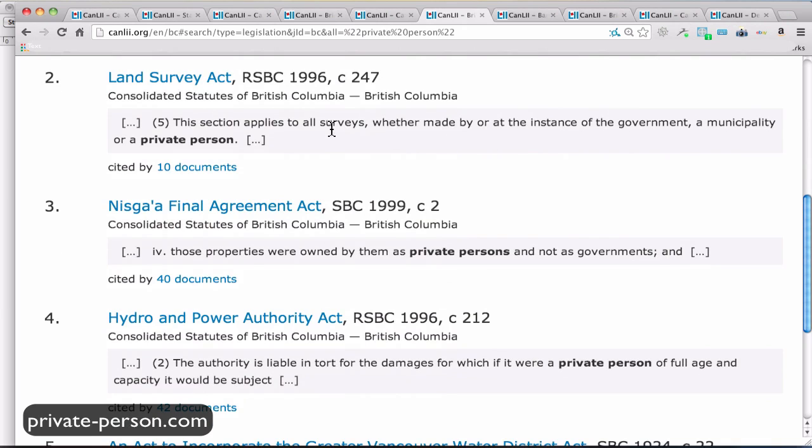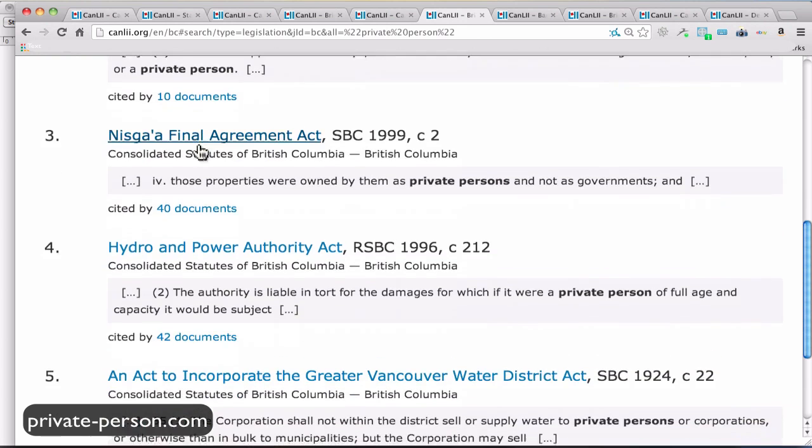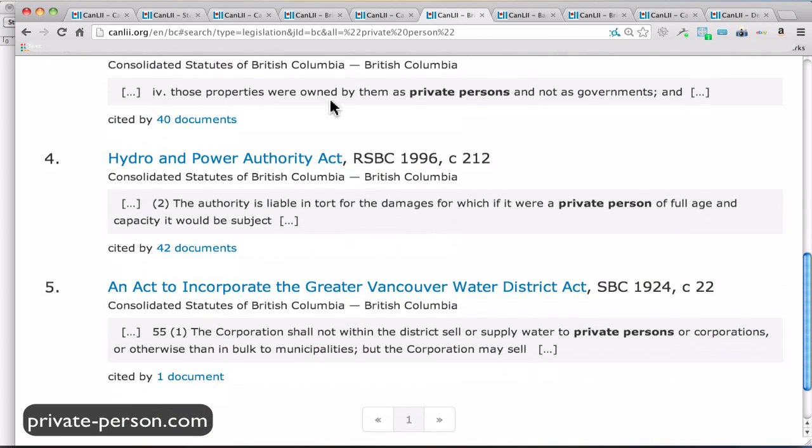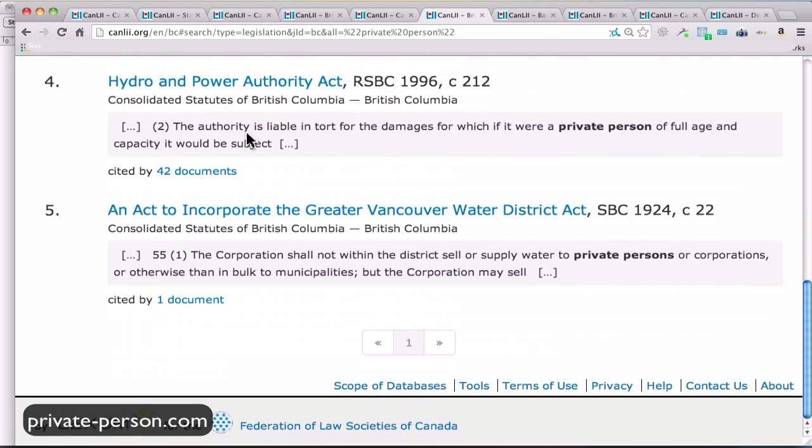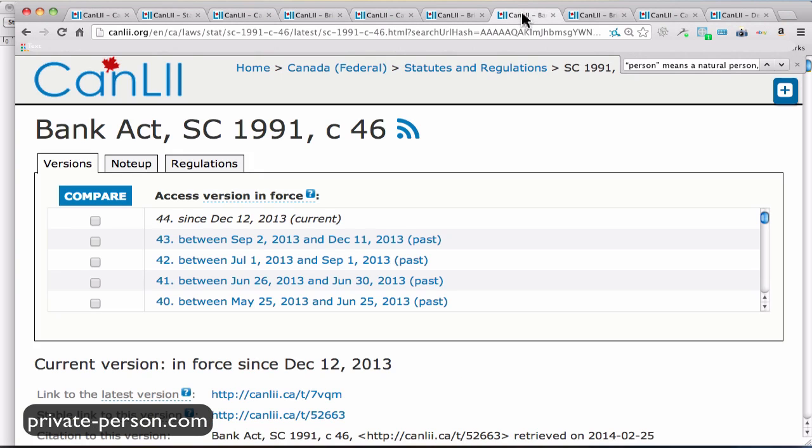All right. Now, the separation between instance of the government, municipality, or private person. Properties owned by private persons. Authority is liable in tort for damages for which, if it were a private person of full age and capacity. So again, this is related to property damage. See this regulation or this stuff going on with regards to private person and property? Corporations shall not within district sell or supply water to private persons or corporations or otherwise in bulk, but the corporation may sell, and on and on and on. So again, it is there, and again, they're using private person, not natural person.